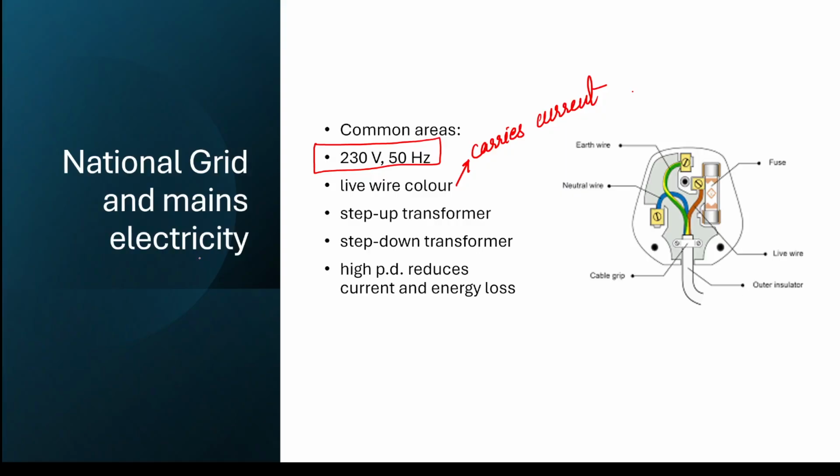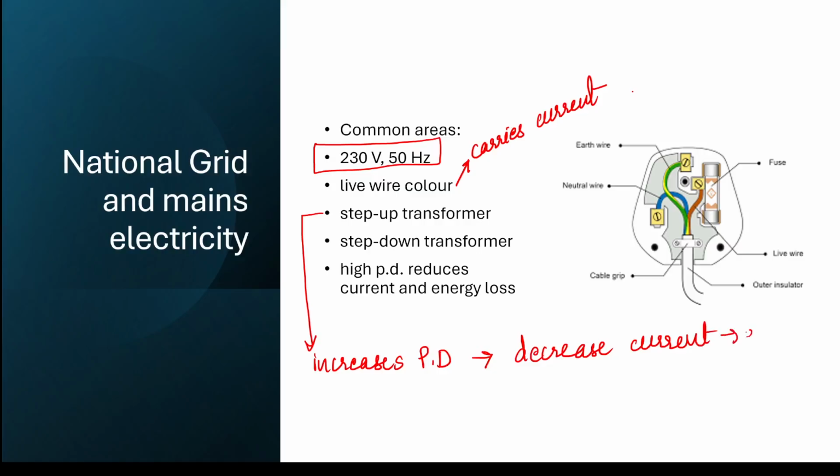Step up transformer is the one that increases potential difference. Why does it increase potential difference? Because it wants to decrease the current. Why does it want to decrease the current? To decrease heat losses in long distance transmission.